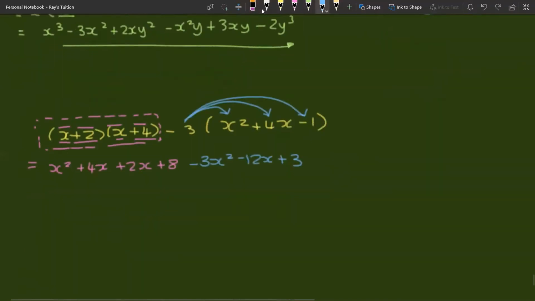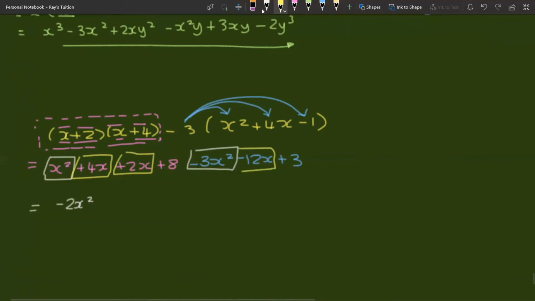So then we have to group our like terms. So we have an x squared and a minus 3x squared. So x squared minus 3x squared simplifies to minus 2x squared. We also have a 4x and a 2x and a minus 12x. So 4 plus 2 is 6, minus 12 is minus 6x. And finally, we have 8 plus 3, which is plus 11.